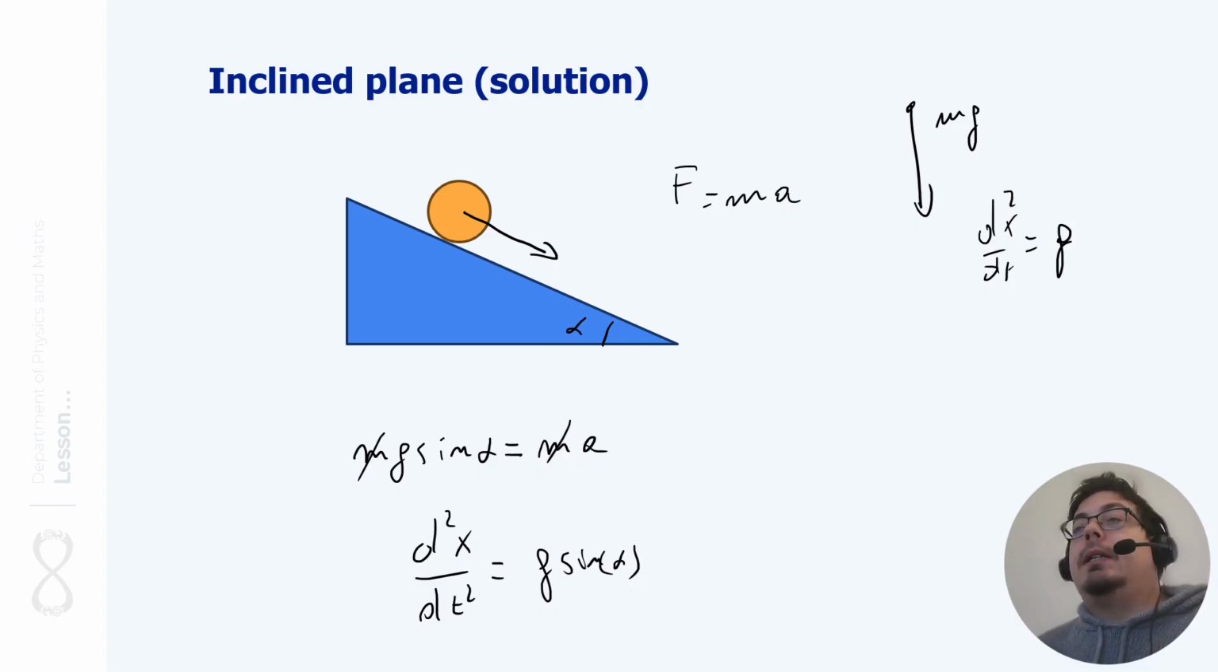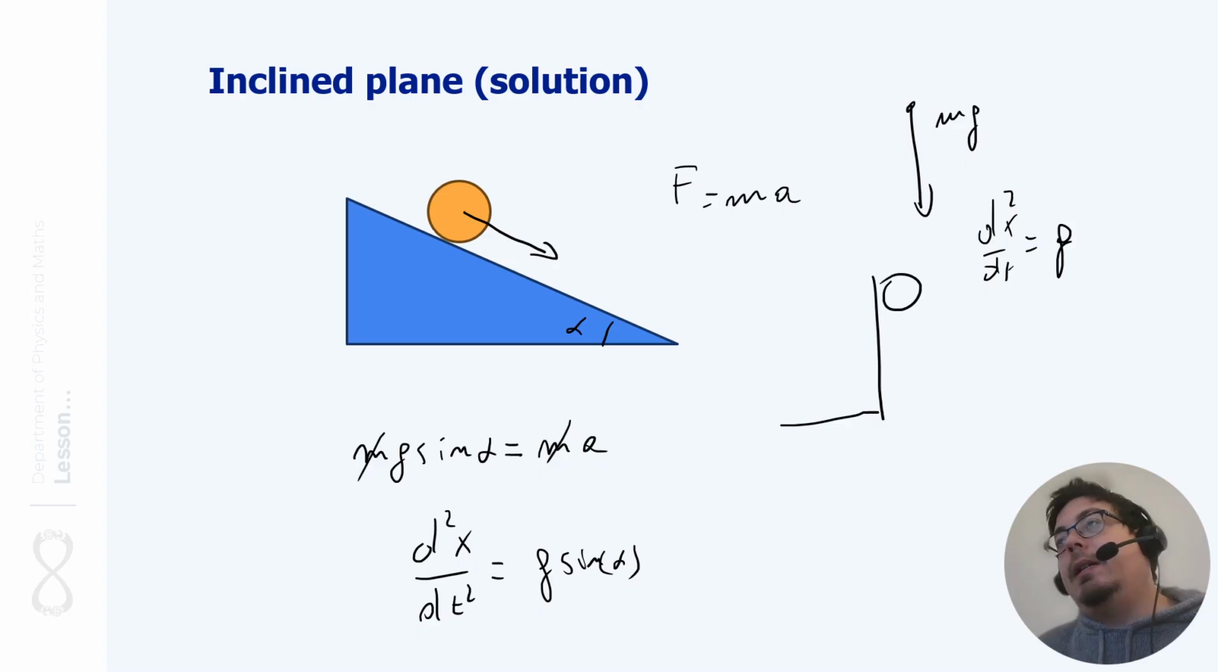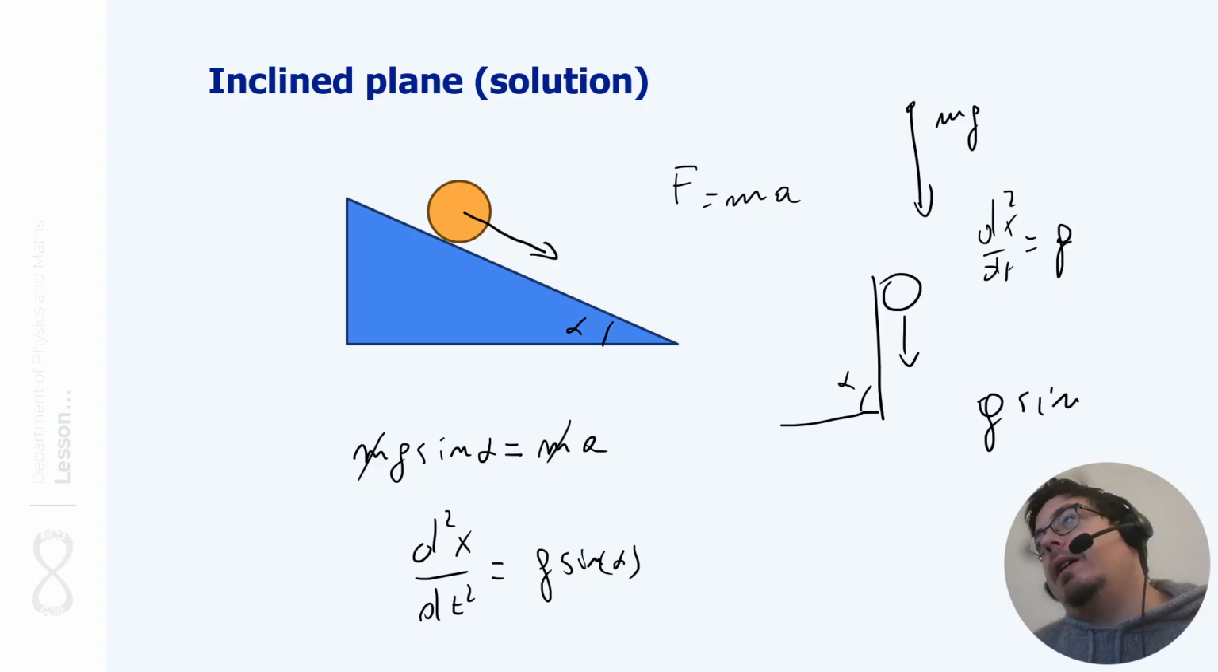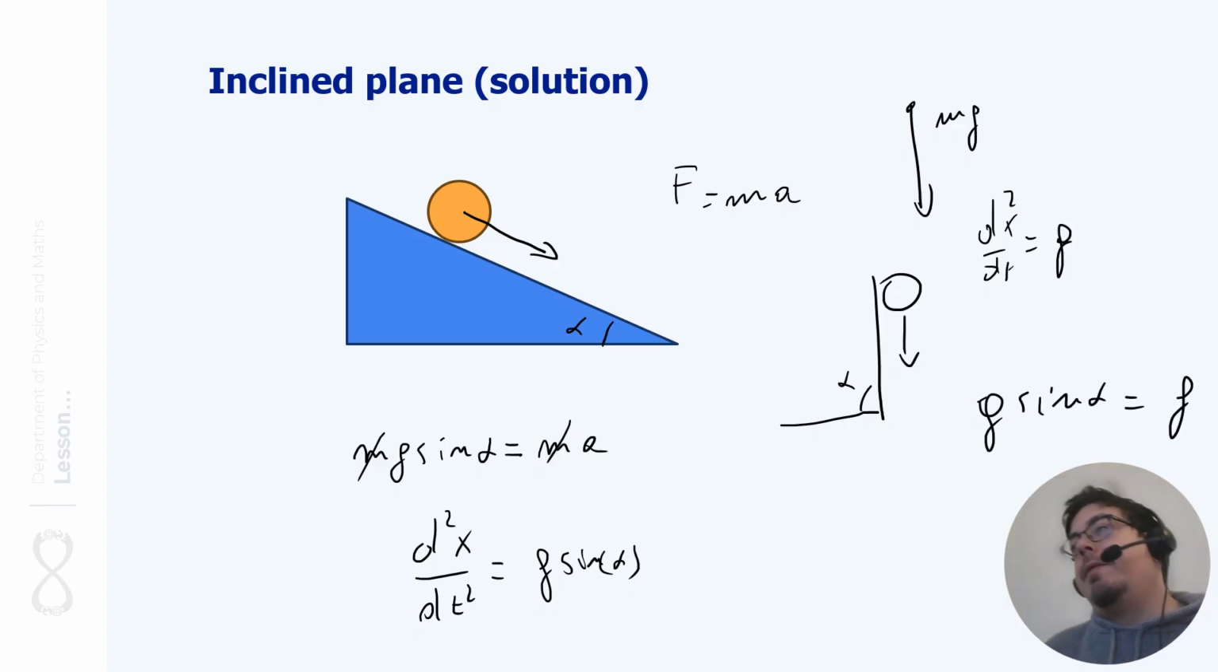Exactly, and in fact it will fall with gravity when alpha is equal to 90 degrees, meaning that the inclined plane is like this, 90 degrees, and the object will free fall, because g times sine alpha will be equal to g. So we are all set. We need just to solve this equation easily.